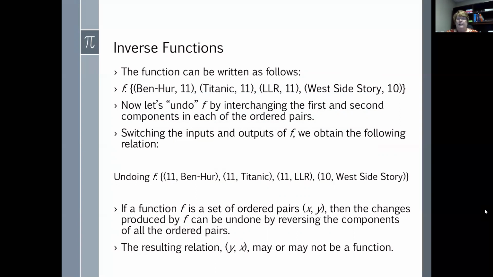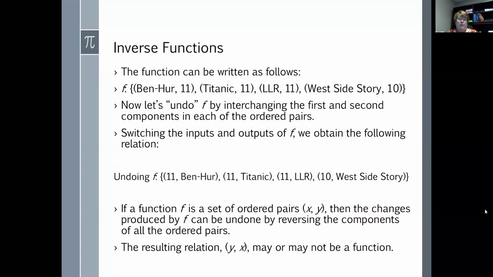So if a function f has a set of ordered pairs x, y, then the changes produced by f can be undone by reversing the components of all the ordered pairs. The resulting relation has ordered pairs y, x; you see that we interchange the x's and the y's. So the function has a set of ordered pairs x, y. The inverse relation has a set of ordered pairs y, x. And it may or may not be a function. In this example, it is not a function.